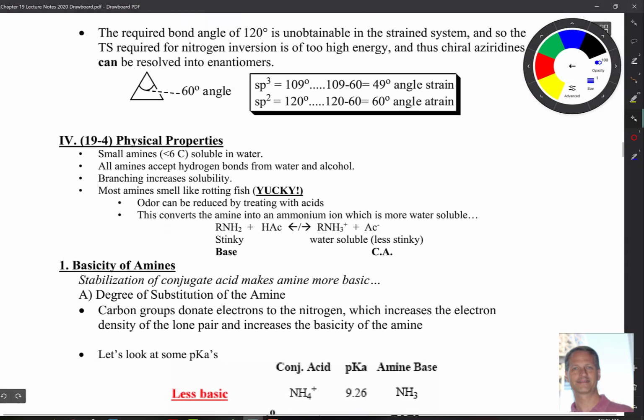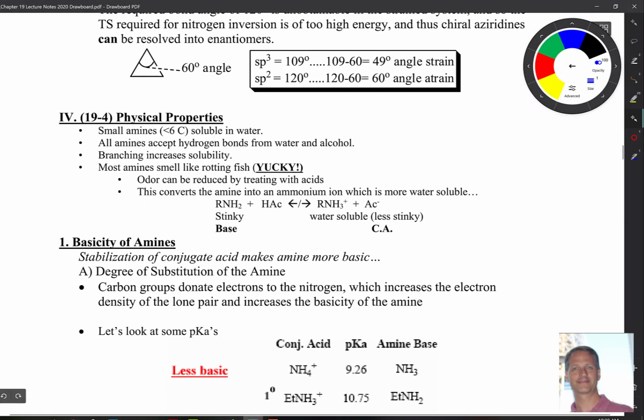Talk about physical properties and get into some basicity here before we look at our reactions. All right, so small amines are water soluble, right? They contain nitrogen, so we have hydrogen bonding on them, so that helps them be water soluble. If you get 6 carbons or so, 5 or 6, greater than that, then you start entering into a realm where the nonpolar nature of the carbon chain outweighs the polar character of the amine, the nitrogen connected to the hydrogen.